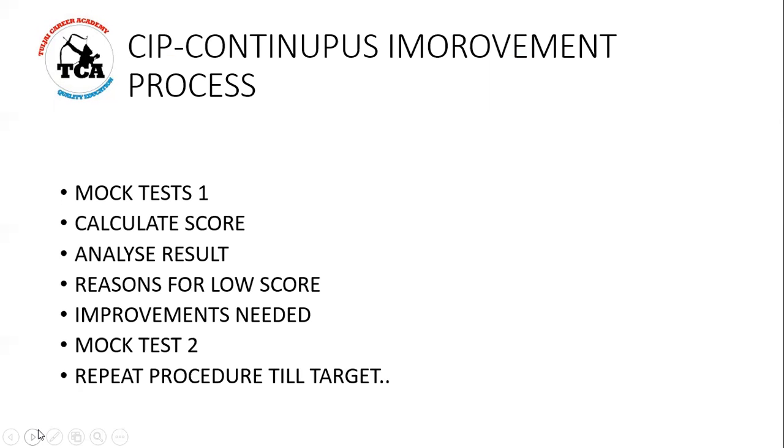then calculate your score, whatever the score may be. It might be 5%, 10%, 50% of the total. Analyze the result, analyze the reasons for the low scores, such as time management. Ask why the score is low and note it down. It may be time management, it may be stress management, whatever the reasons may be, note them down. Then on the next page, write down the improvements needed to improve your score.